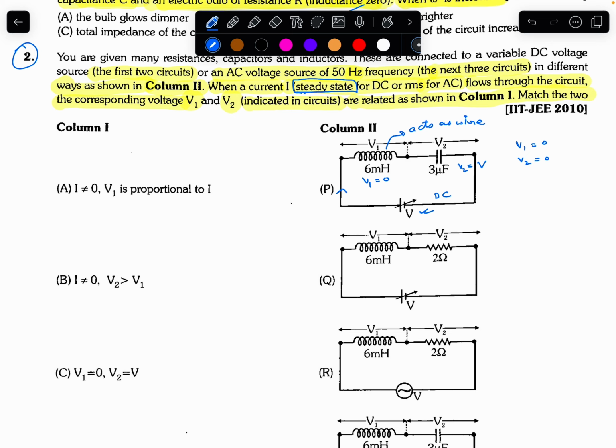What is the current in this steady state at t equal to infinity? At t equal to infinity, the capacitor acts as an open circuit. Okay, so if it acts as an open circuit, I will be 0. So I am getting V1 is 0, V2 is V, and I is equal to 0. First one. Okay, second one.